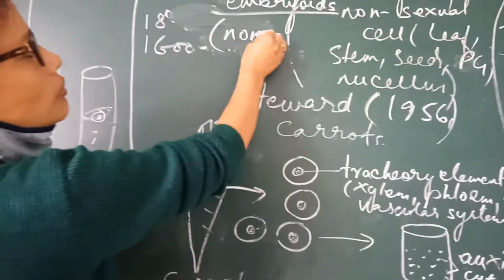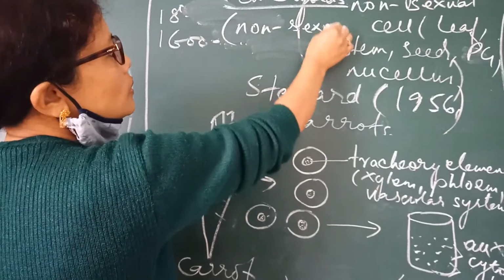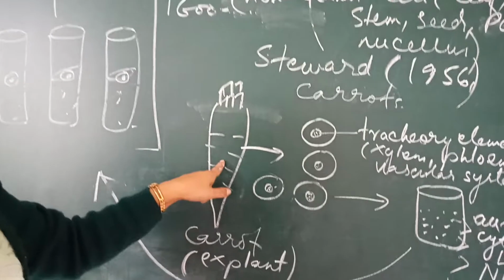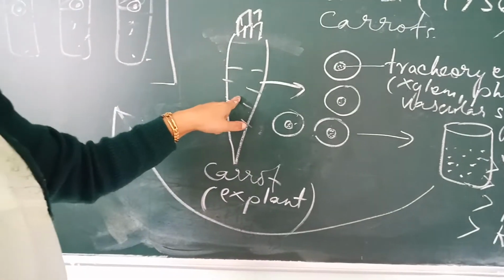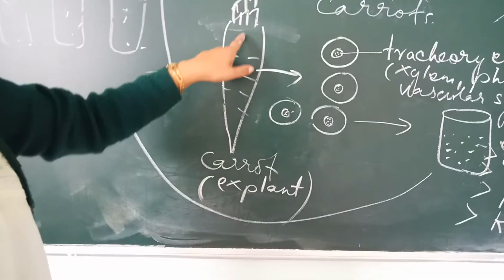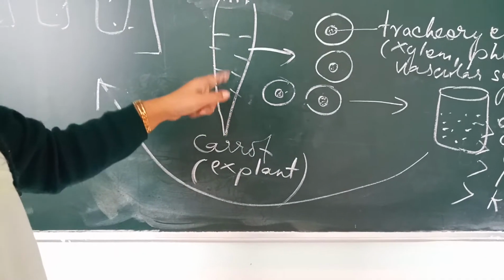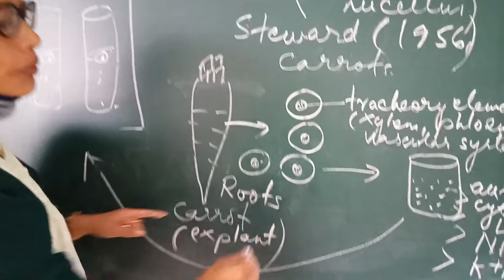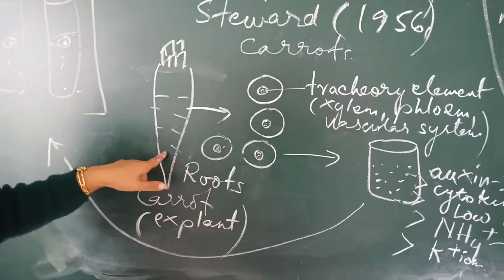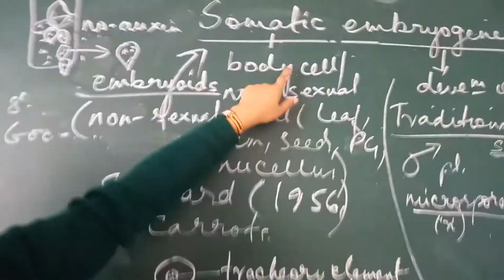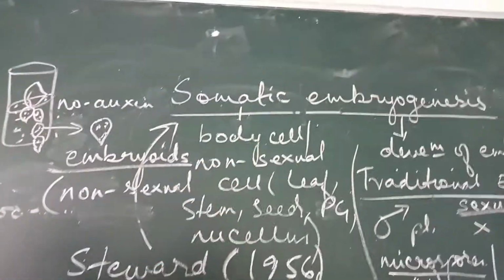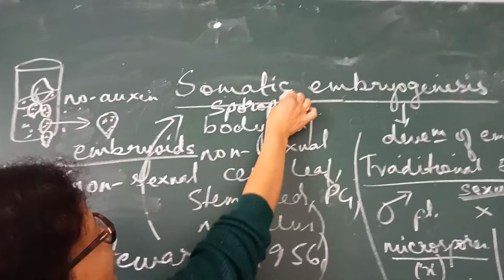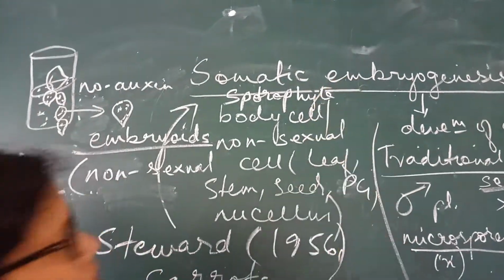non-sexual process. Look here, he did not start with a male parent or a female parent. He started with a carrot. And what is a carrot? You all know a carrot is a root, a taproot. So what is this carrot? It is a body cell, it is a somatic cell, it is the body of a plant. What do you call that? A sporophyte. It is a sporophyte.